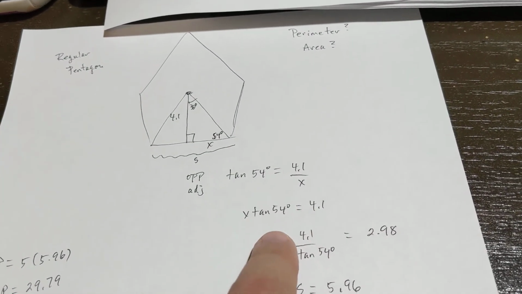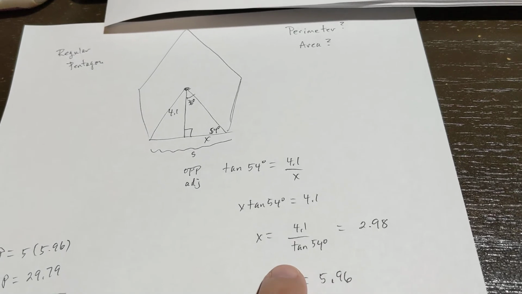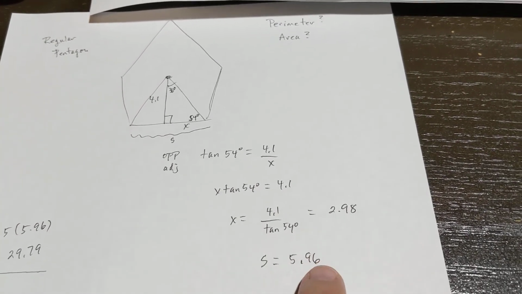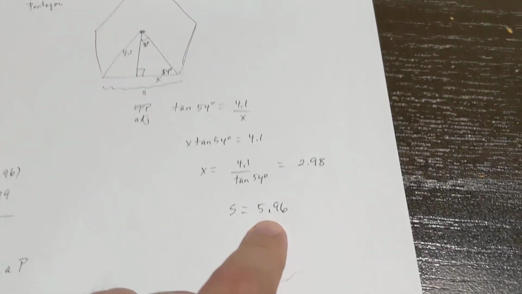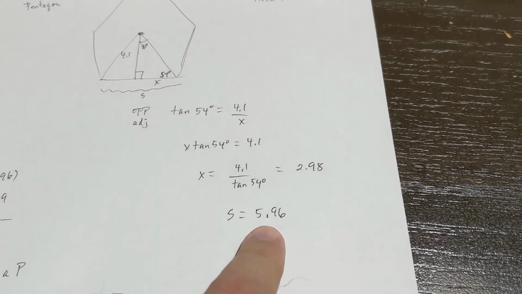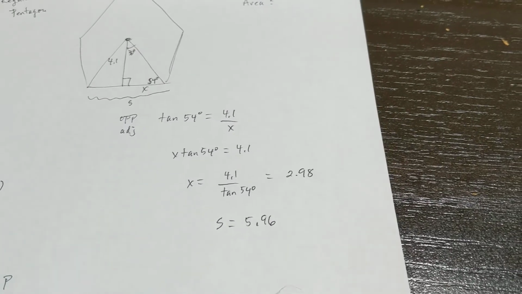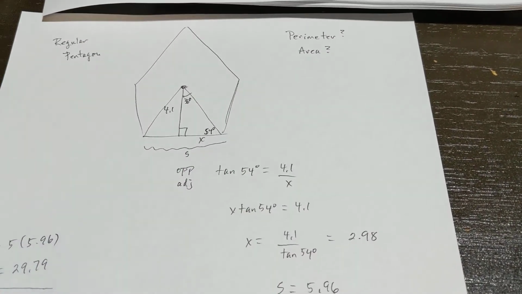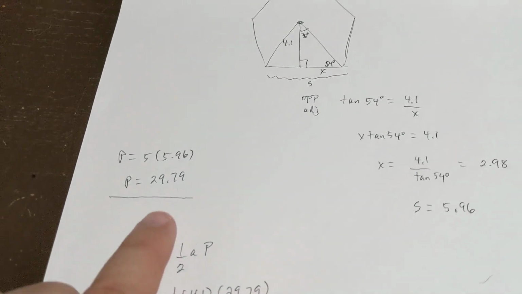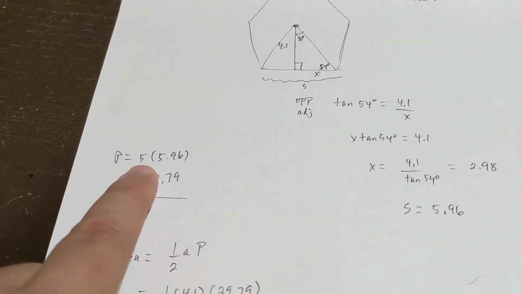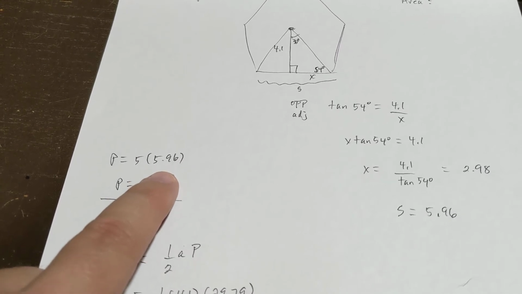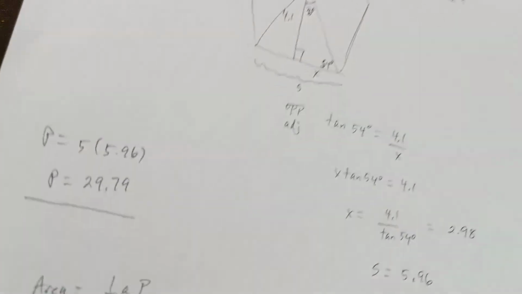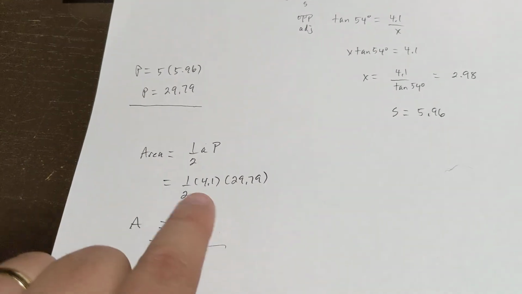And if you cross multiply, you get this. And if you divide, you get that, which means x is 2.98. And if I double it to get s, I get 5.96. So I know that s is 5.96. Because this is a regular polygon, all the sides are the same. So I have 5 sides that are each 5.96 for the perimeter. That's 29.79.